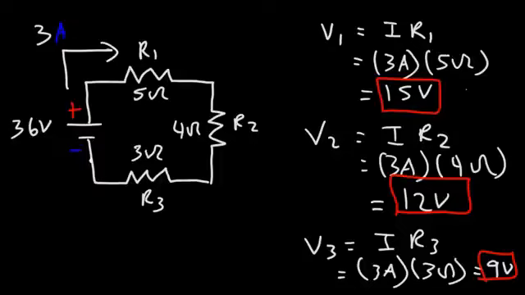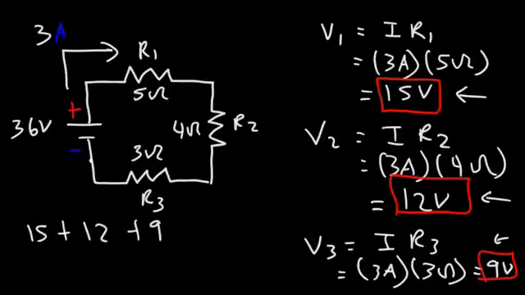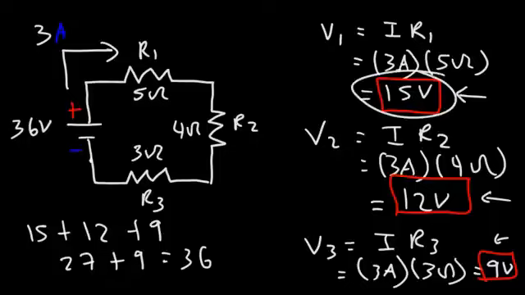So now let's add these 3 numbers, 15, 12, and 9. So 15 plus 12, that's 27. 27 plus 9 is 36. And that's a quick way to tell if you performed this problem correctly. So these are the voltage drops of each resistor. That's how you can find them.